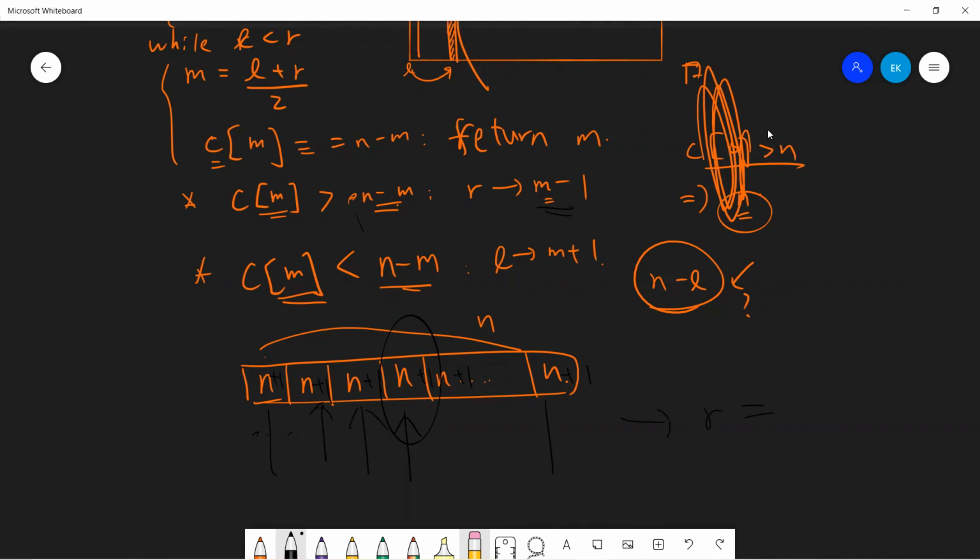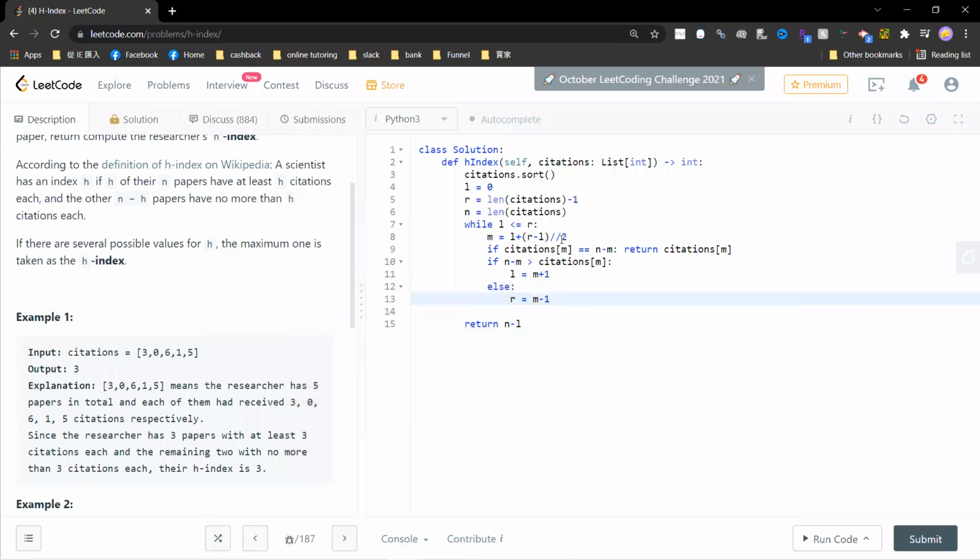So then this will violate this condition. So finally, in this case, your L will be 0. So the answer will be n, because the total is n. So the answer must be n minus L.